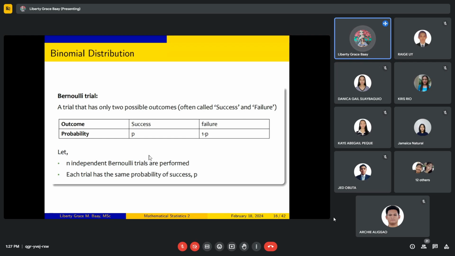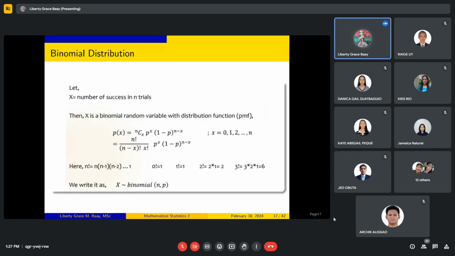So let n independent Bernoulli trials be performed, and each trial has the same probability of success, denoted by P. Let X be the number of successes in n trials, and let X be a binomial random variable with distribution function, or the PMF: P of X equal to the combination of n taken x, P to the x, 1 minus P raised to n minus x. So you can use your calculator.